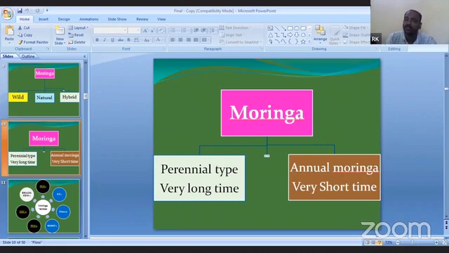What is meant by annual Moringa? Perennial Moringa is the long-term type. What is annual Moringa? Annual Moringa, that means annually we are modifying like that. That is called annual Moringa.